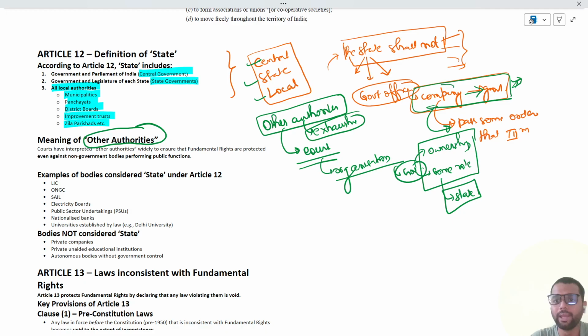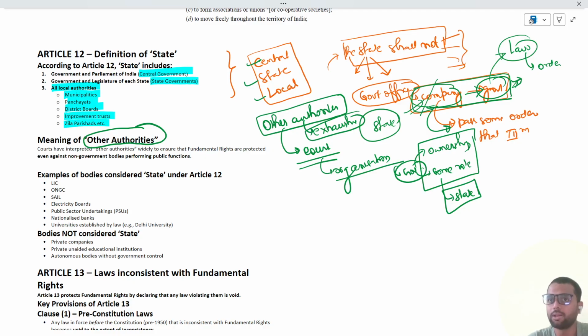So, if it is a company in which the government has some stake, if it is a government owned or government controlled company, definitely it comes under the definition of the term state. But what it has passed is not a law. It has not passed a law. What has it passed? It has passed an order. Was the law put before the parliament? No.